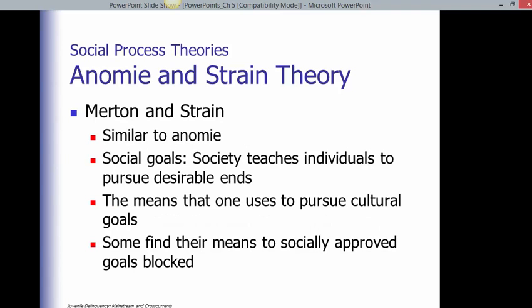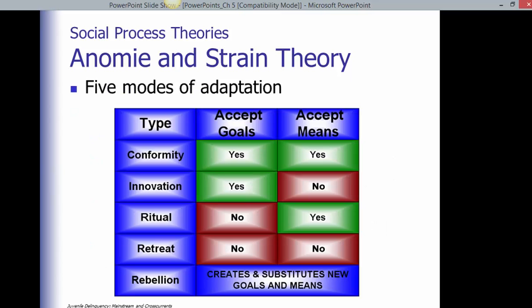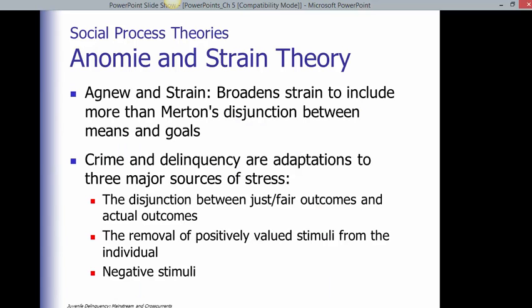Merton and strain. Similar to anomie, social goals: society teaches individuals to pursue desirable ends. The means that one uses to pursue cultural goals, and some find their means to socially approved goals blocked. Anomie and strain theory says there are 5 modes of adaptation: conformity, innovation, ritualism, retreatism, and rebellion. Agnew and strain.